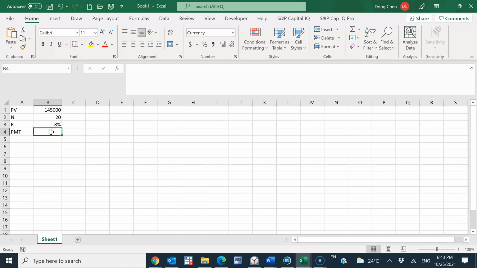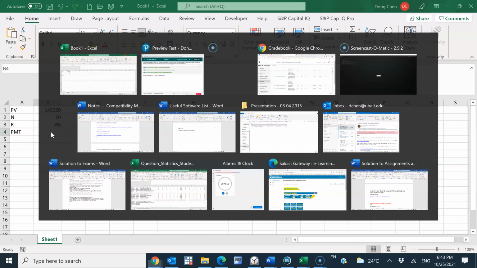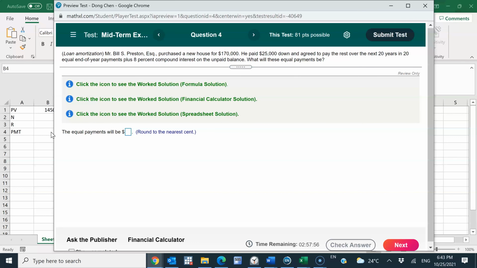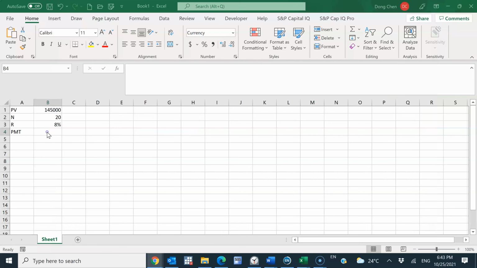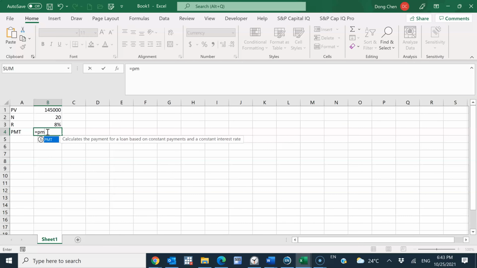Here, I just need to calculate the annual payment. In most cases we work with the monthly payment, because most mortgage payments are made monthly, but in this case it's even simpler. We just need to work with the annual numbers. So that equals PMT, open this, and the rate is the interest rate, the NPER is the number of annuity payments, and the PV is this PV.